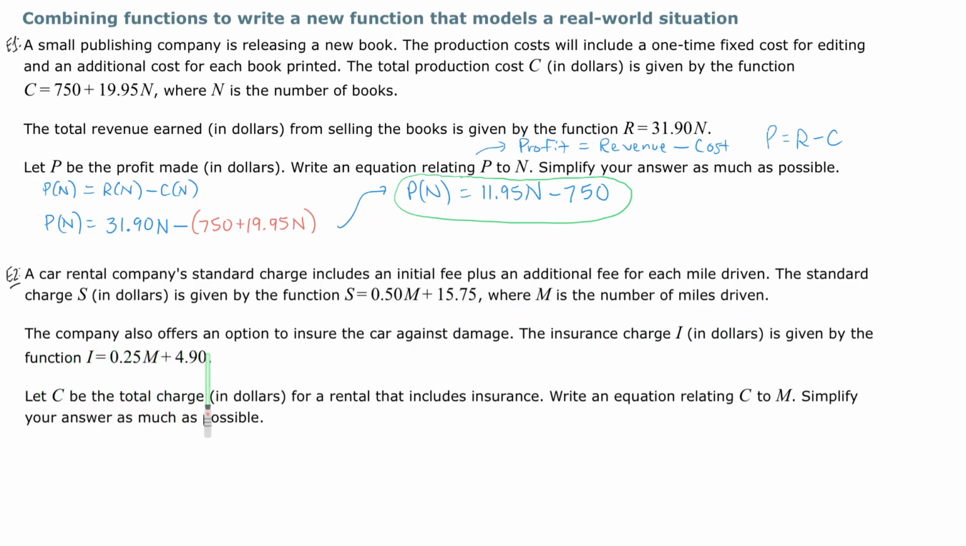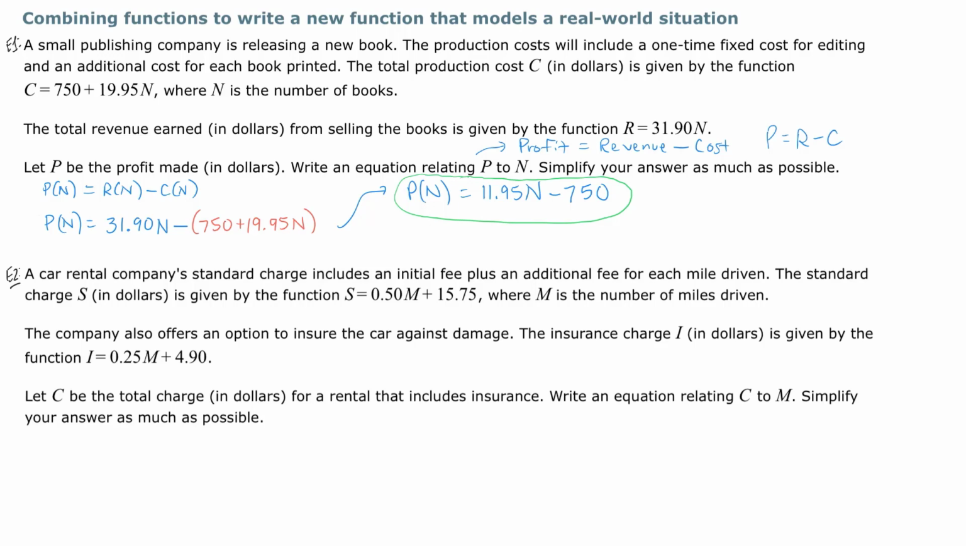The company also offers an option to insure the car against damage. The insurance charge, I, in dollars, is given by the function I is equal to 0.25 times M plus $4.90. Let C be the total charge in dollars for a rental that includes insurance. Write an equation relating C to M. So you want to think of C as the dependent variable and M as the independent variable.